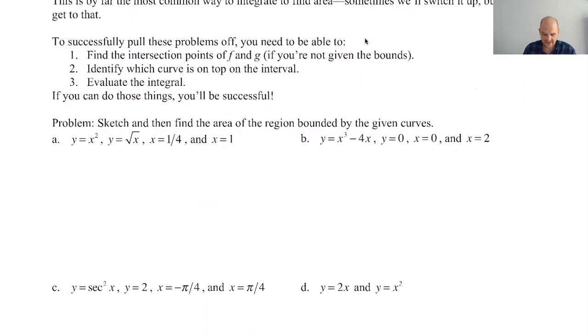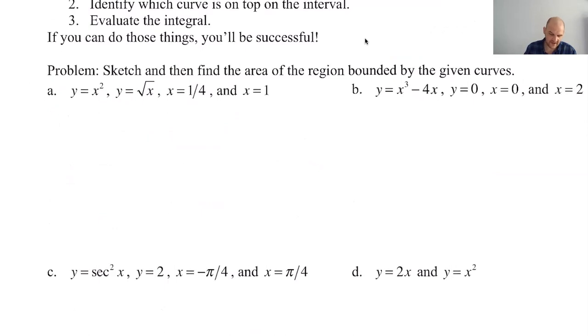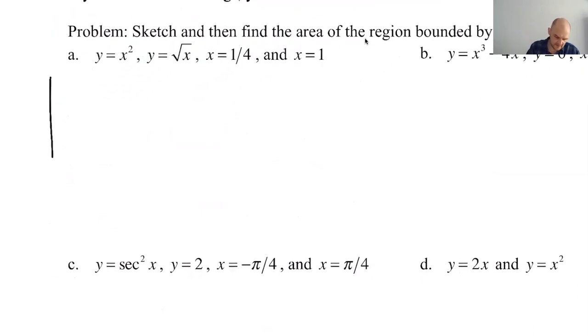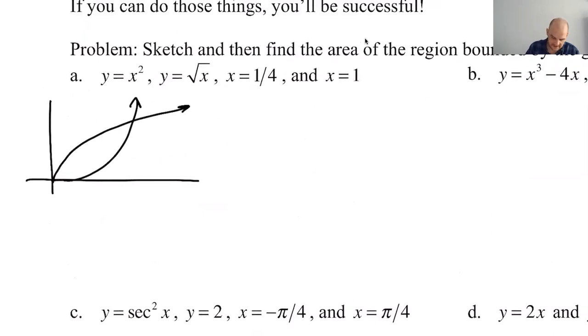So sketching the region is a big deal. Often I'm skeptical of sketching being a really good thing, but sketching anything is better than sketching nothing. So here we go. Like this, x squared, kind of like that. Square root of x, kind of like that. They actually intersect at 1.